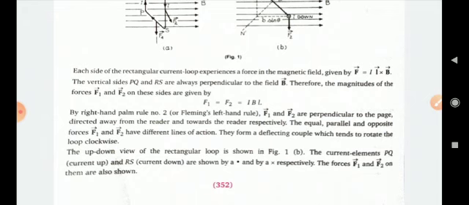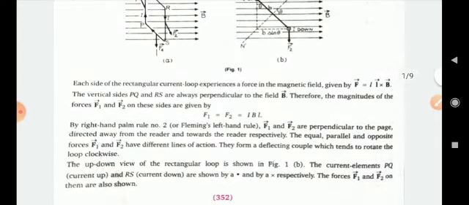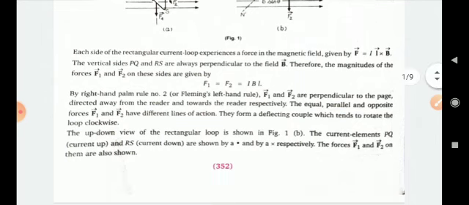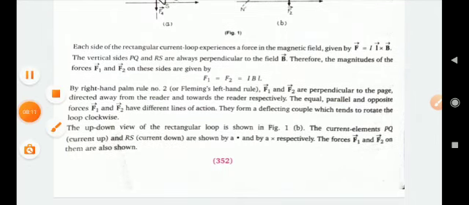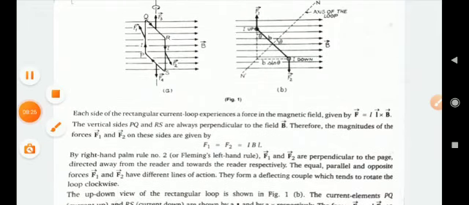Children, the top-down view of the rectangular loop is shown in figure 1b. Dot and cross represent the field. The current elements PQ, current up, and RS, current down, are shown by a dot or cross vector respectively. Dot and cross represent the magnetic field. The forces F1 vector and F2 vector are also shown. Children, listen in this figure.